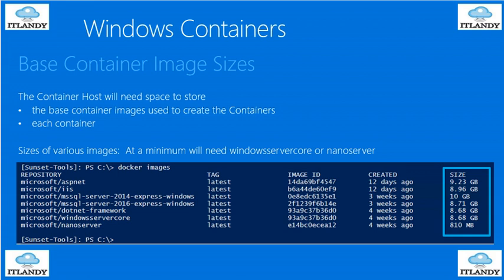Base container image sizes. The container host will need space to store the base container image used to create the container. The sizes of various images can be seen depending on the roles you will be installing. Here we can see Nano and Core are nearly 10 and 10 gig without adding additional resources to them.